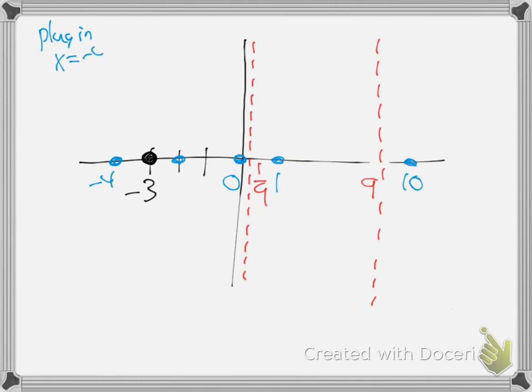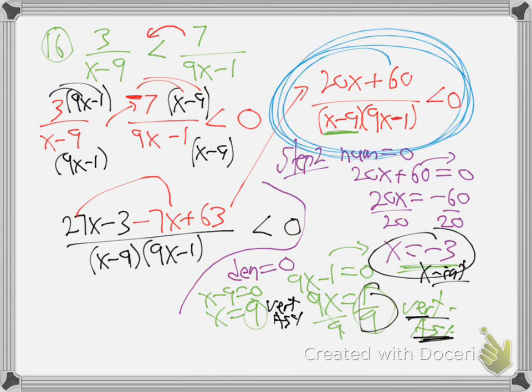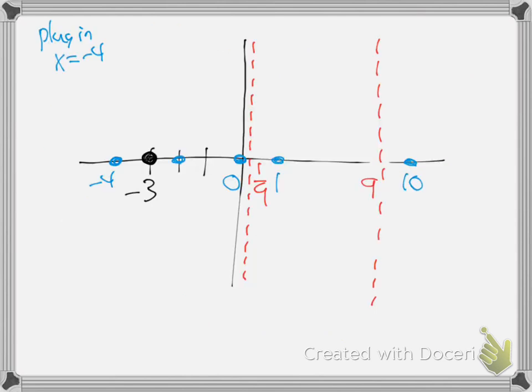Plug in x is minus 4. What's my function? It's the one right before the end of step 1, when you had the 0 and it was one fraction. That'll be the easiest. So y equals 20x plus 60 over x minus 9, 9x minus 1. That's what I'm going to plug into again and again.